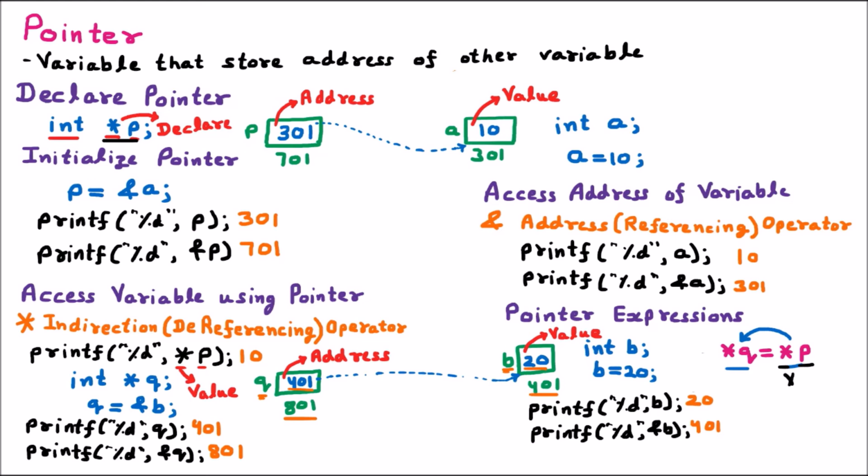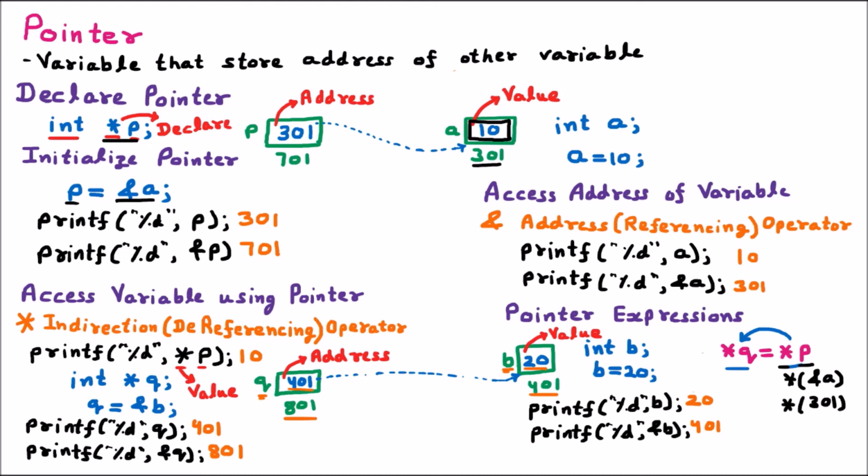So here star, then p. Where is p going? p has the address of a. So here, address of a. Now address of a is 301. So this 301, that value we want to fetch. That means we are talking about this block. So this is the block which we are dealing with right now.